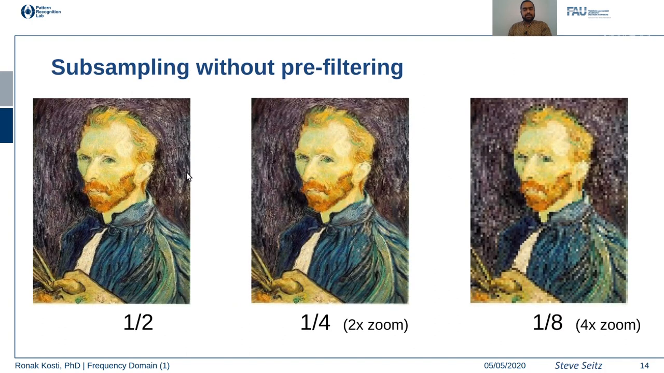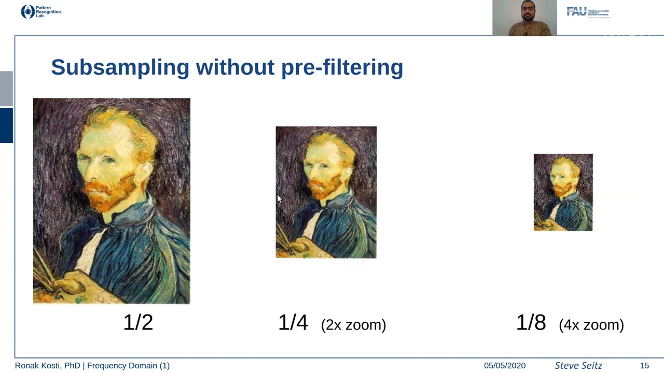So what happens when we subsample without pre-filtering? Here is an example when the image is subsampled by one half, then another by one half, and again by one half. Here you can see that some high frequency components that were present in the image start to appear and they tend to distort or degrade the image quality. This is just a scale example. If you reduce the resolution by half successively, this is how you will essentially see the image. Even when you are looking at the image in a smaller size, you can still see the artifacts or the distortions that appear due to the presence of high frequencies.